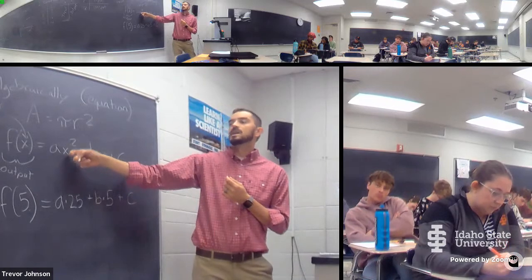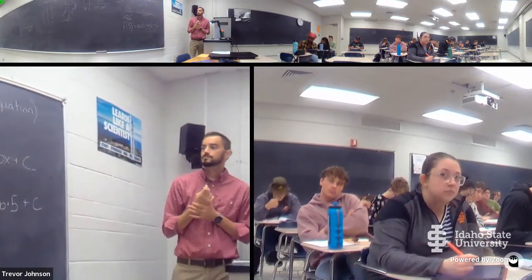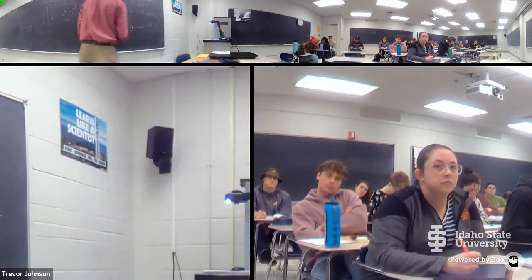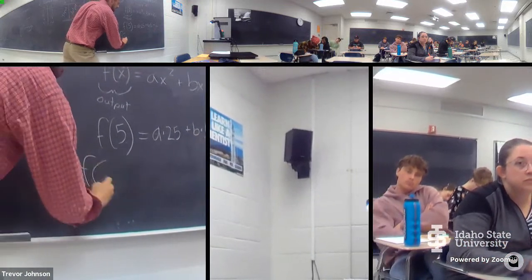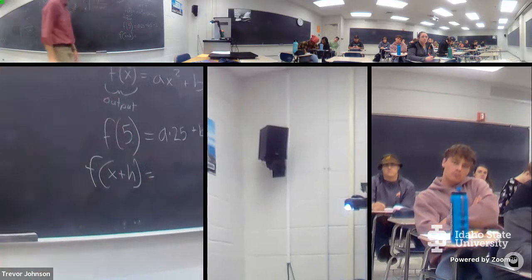25 just comes from x squared, right? So if I plug in 5, 5 squared is 25. Okay. What if I did something like this? What would f of x plus h represent?